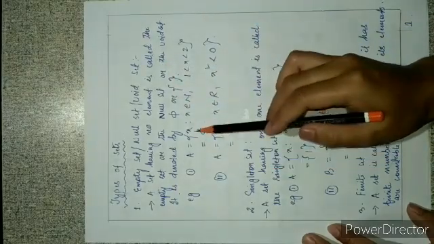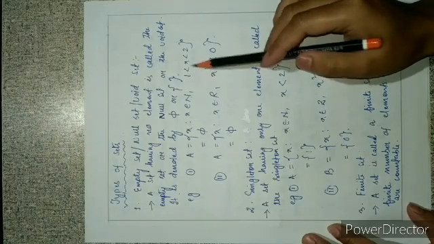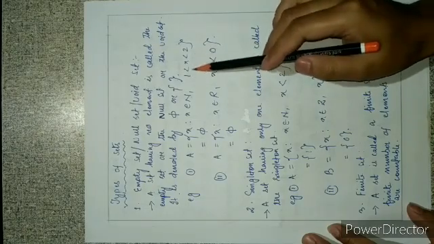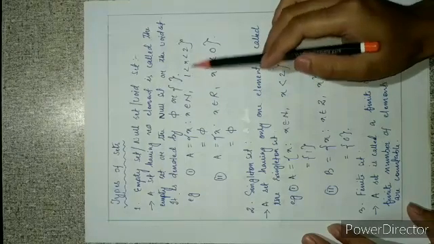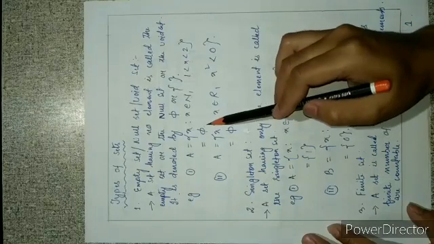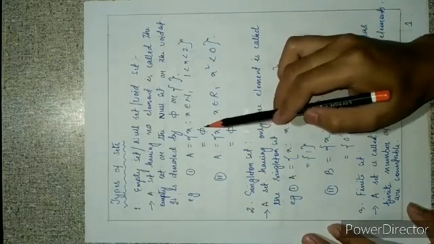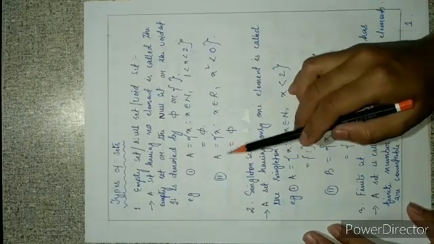Example: set A, x belongs to natural number and x lies in between 1 and 2. Any natural number between 1 and 2 does not exist, so the given set A is an empty set, which is denoted by phi.